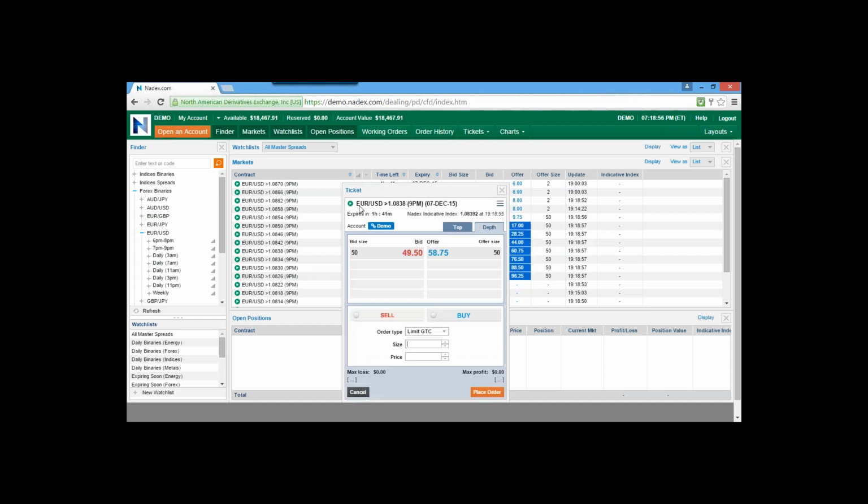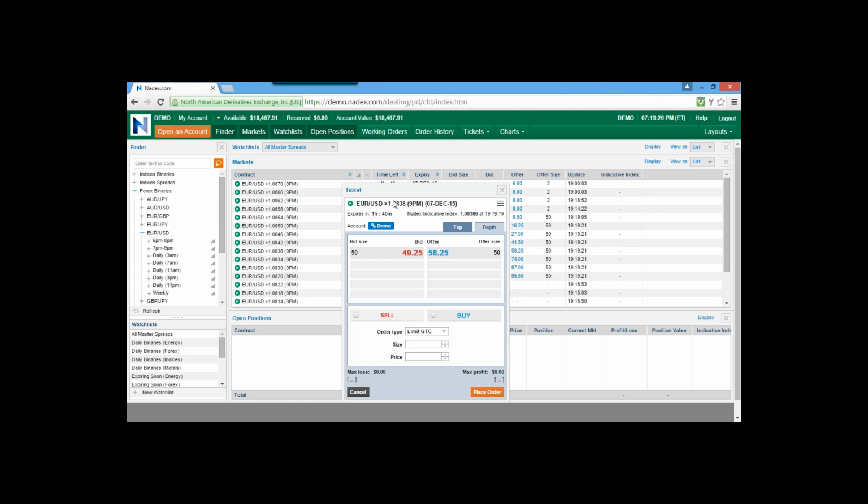Now again, this contract says euro dollar will be greater than 1.0838 by 9 p.m. Will it happen? Will it not happen? Yes or no? What do I think? I have my charts, I have my indicators, I have my strategy, I have my system that's going to let me know where the market is going. So I'm going to say, okay, yes or no.